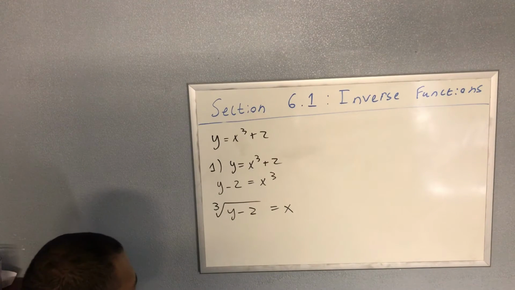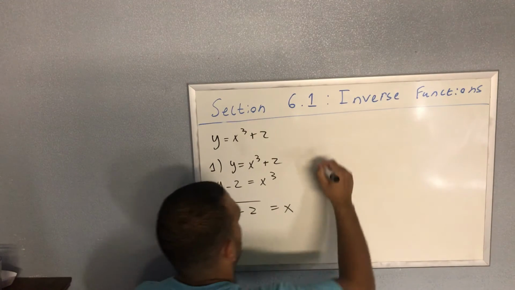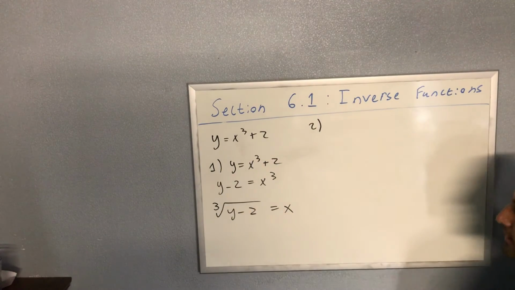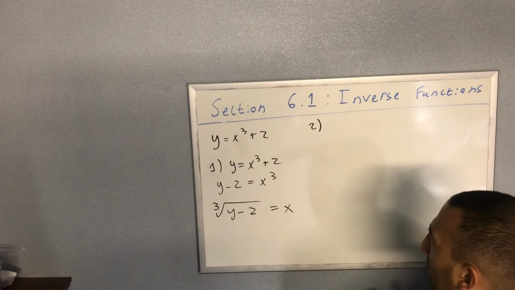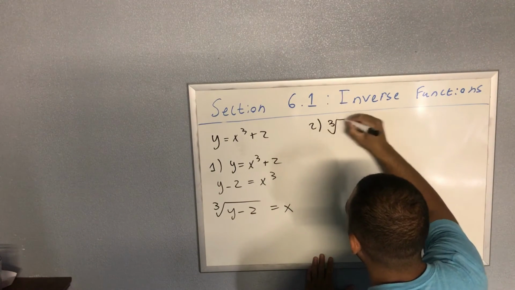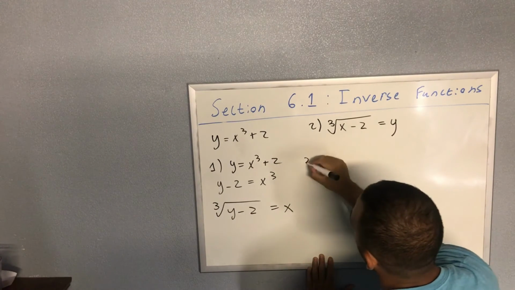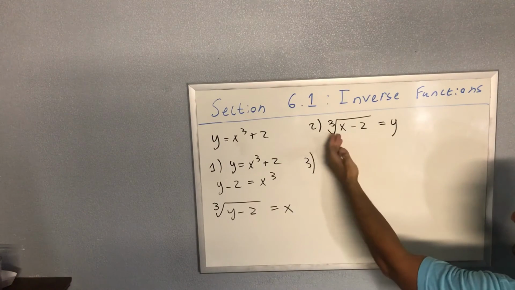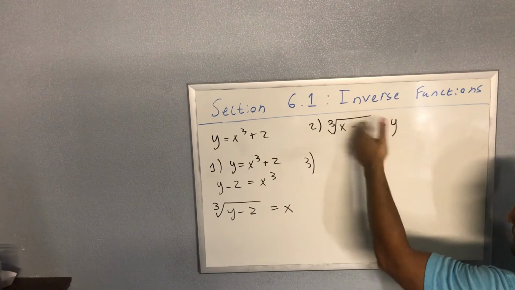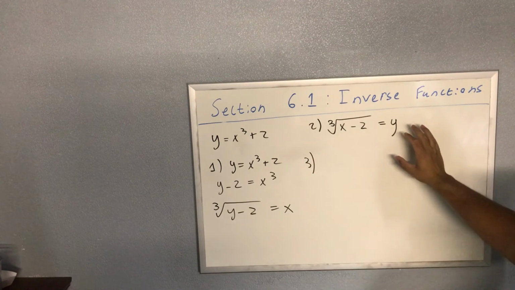Okay, so we did this. Then step 2, I jumped the gun, is to now replace the x's with the y's. So when you do that, you get the cube root of x minus 2 is equal to y. And then step 3 just says, okay, now this is some function of x, right? If I hand you this x, you can tell me what y is, so it works like a regular function, but this is now an inverse function.